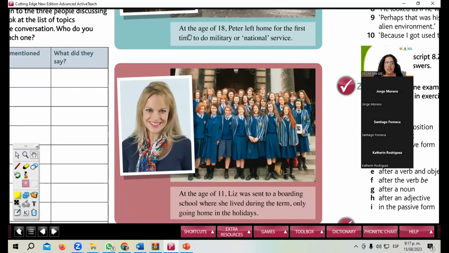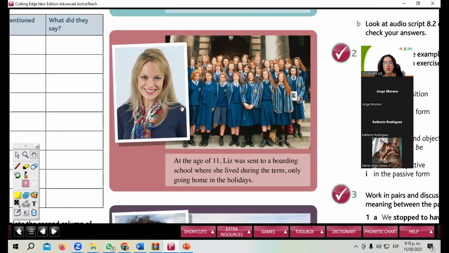Yes, teacher. At the age of 15, Peter left home for the first time to do military or national service. So he left for military service, okay? The second person is Liz. Maria Alejandra, please read Liz. At the age of 11, Liz was sent to a boarding school where she lived during the term, only going home in the holidays.